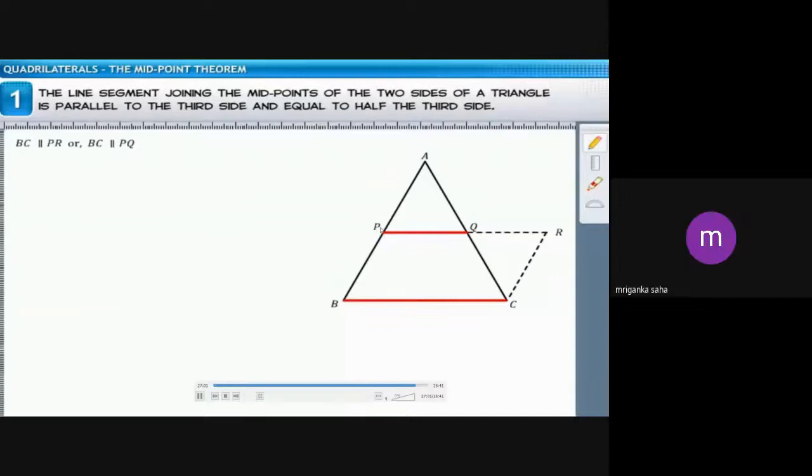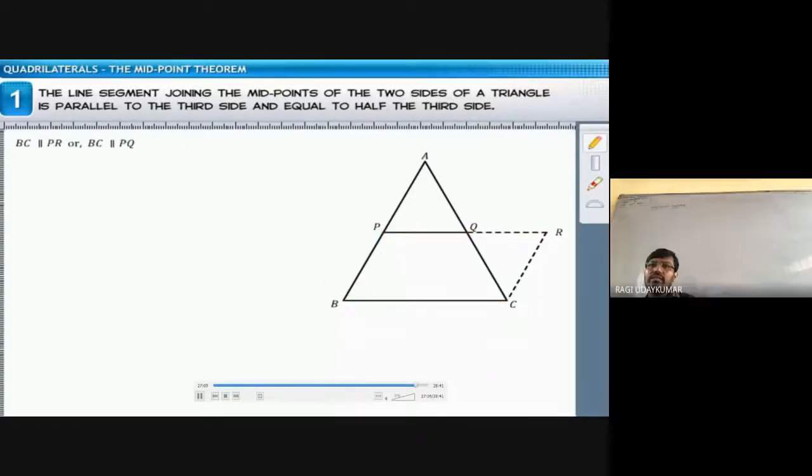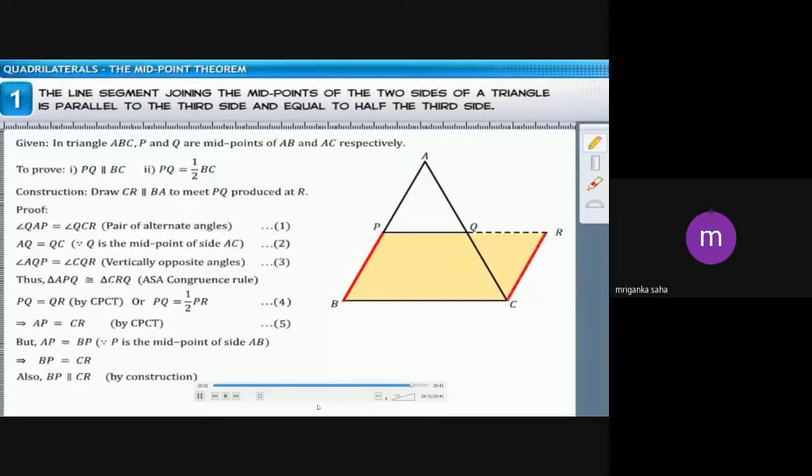So BC is... Sir, parallel. Can you say the last step once again? What? Sir, can you say the last step once again, sir? Means in the theorem. Yes, sir.